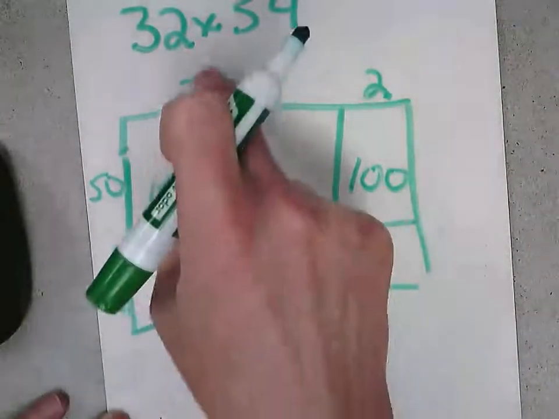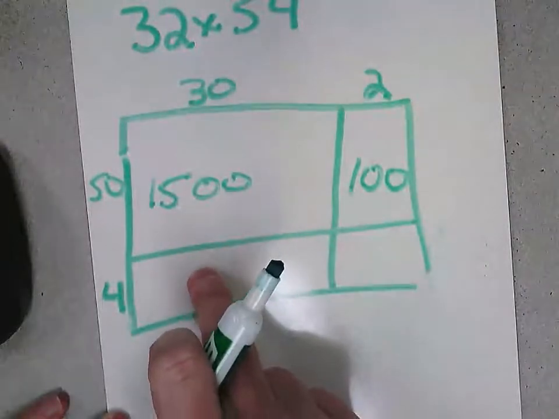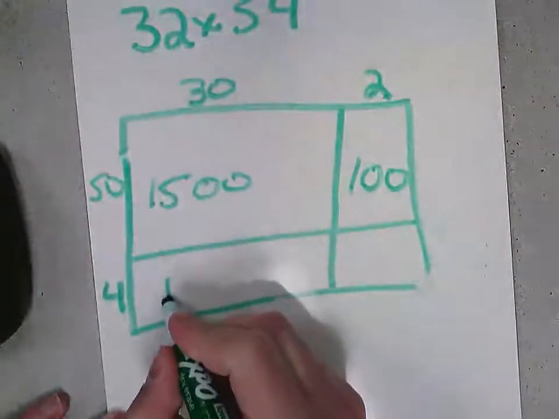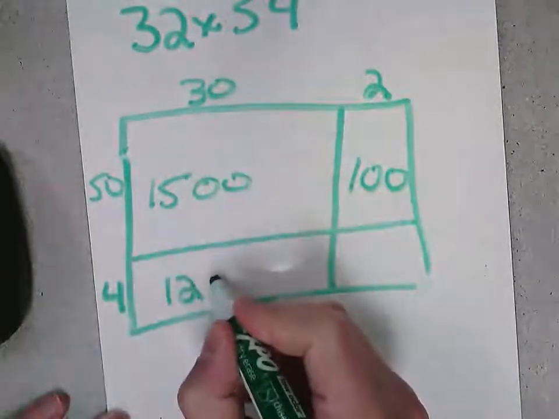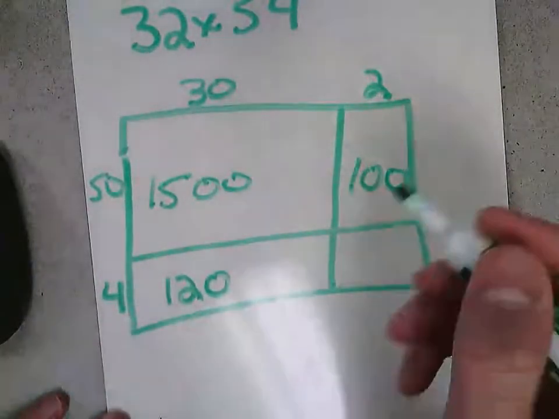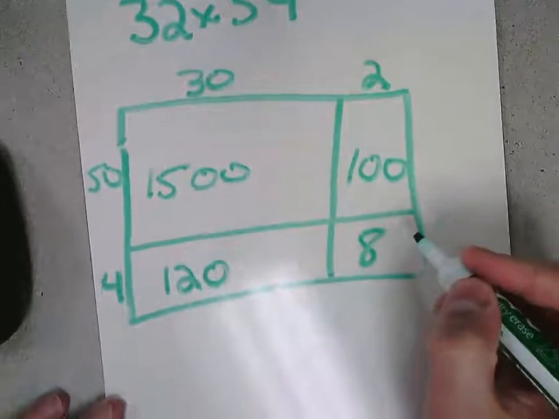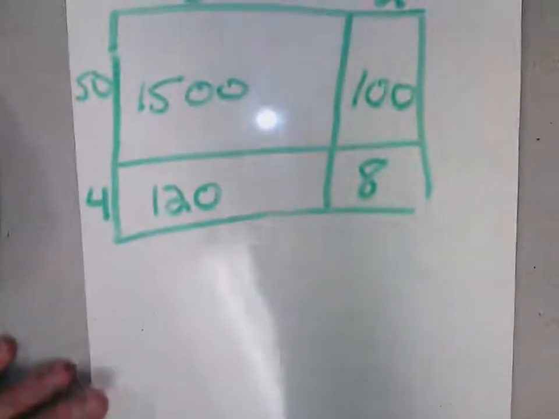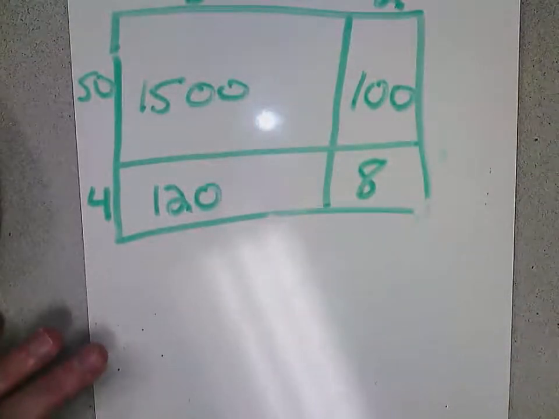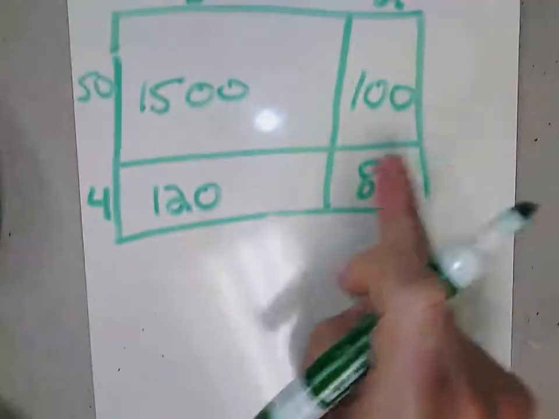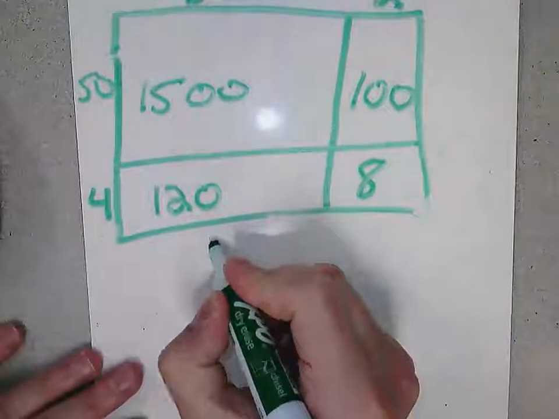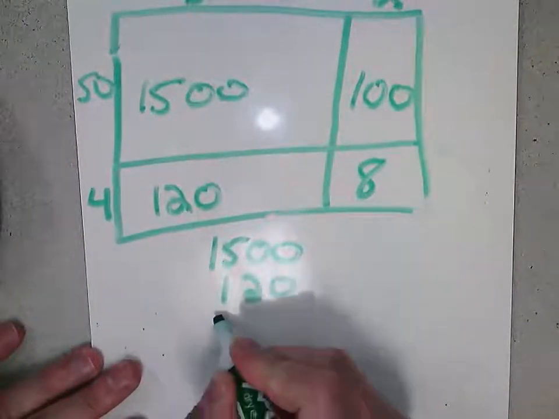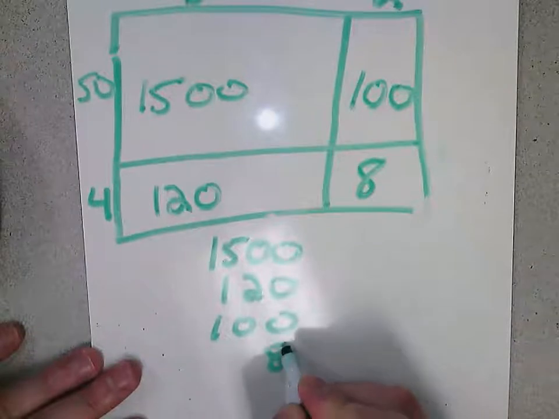4 times 30 would be here, 4, 30. 4 times 3 is 12, but it's 12 tens. And 4 times 2 is just 8. Once we have these 4 numbers, we just add our partial products, or in other words, our products that are in each of these 4 boxes. So you have 1,500, 120, 100, and 8.